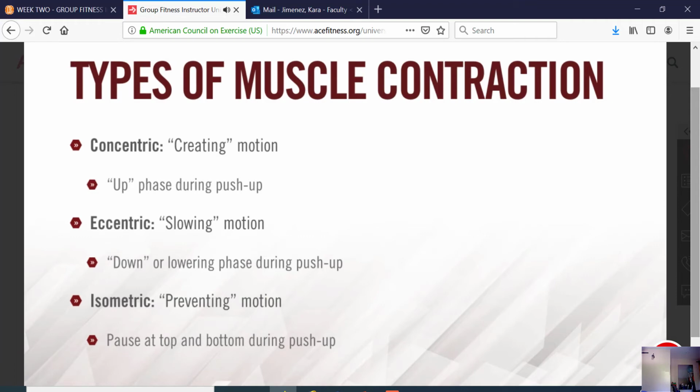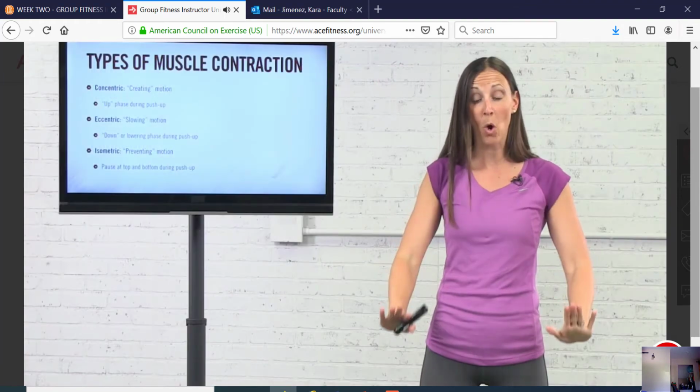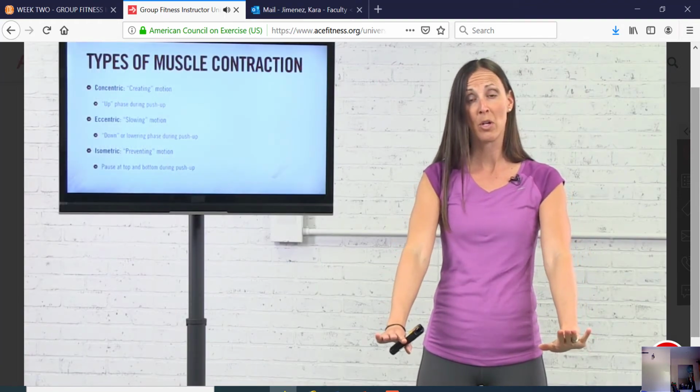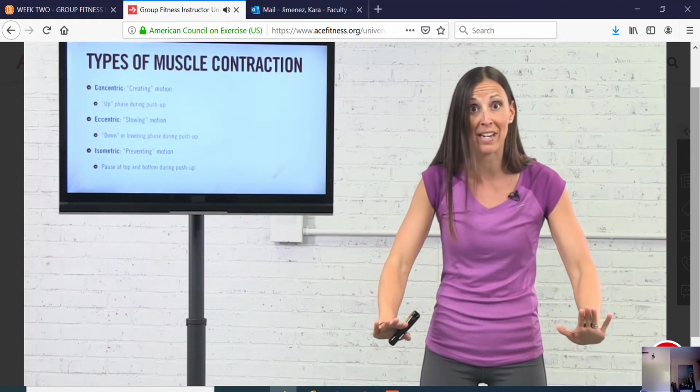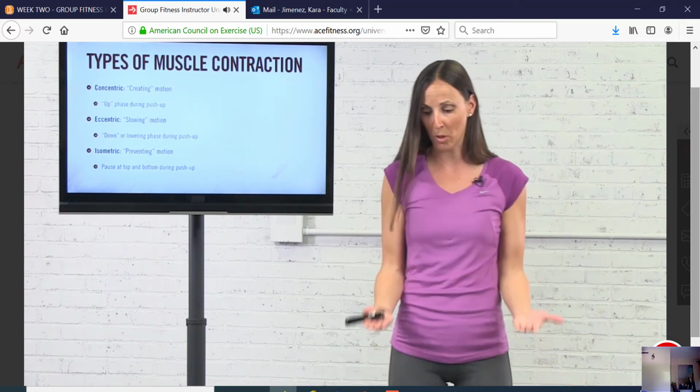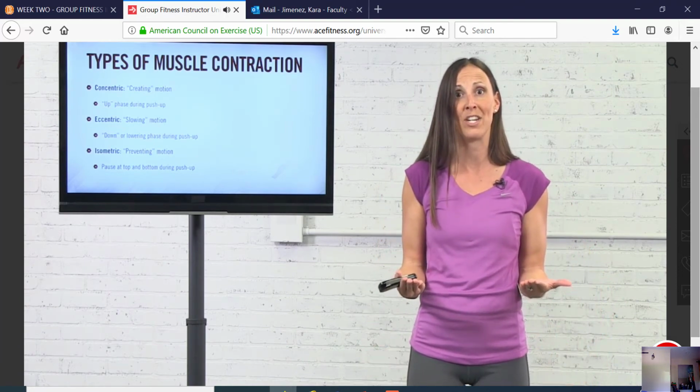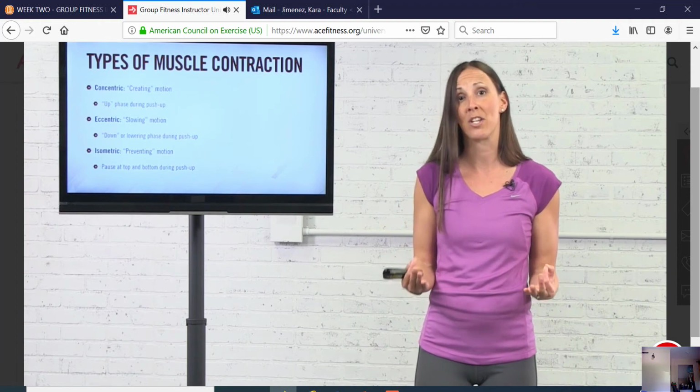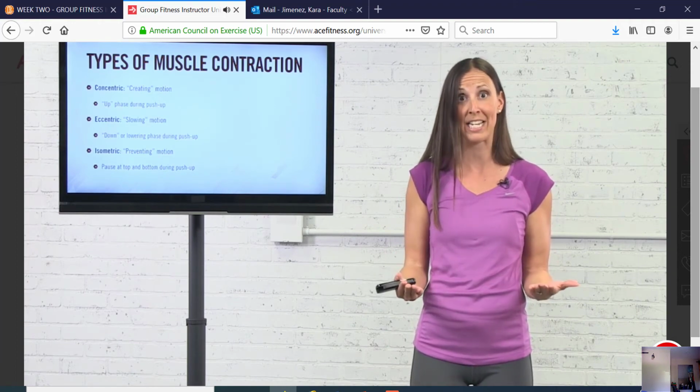In an isometric contraction, we're looking to hold and stabilize a muscle. So that can be holding at the top of the push-up, holding at the bottom, or holding somewhere in the center. In a bicep curl, it would be holding my arms at 90 degrees, getting that isometric hold and preventing any type of movement.